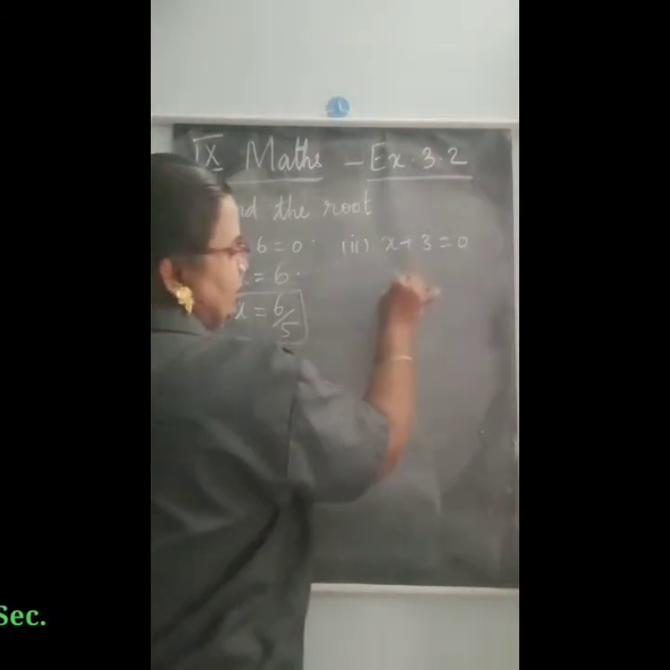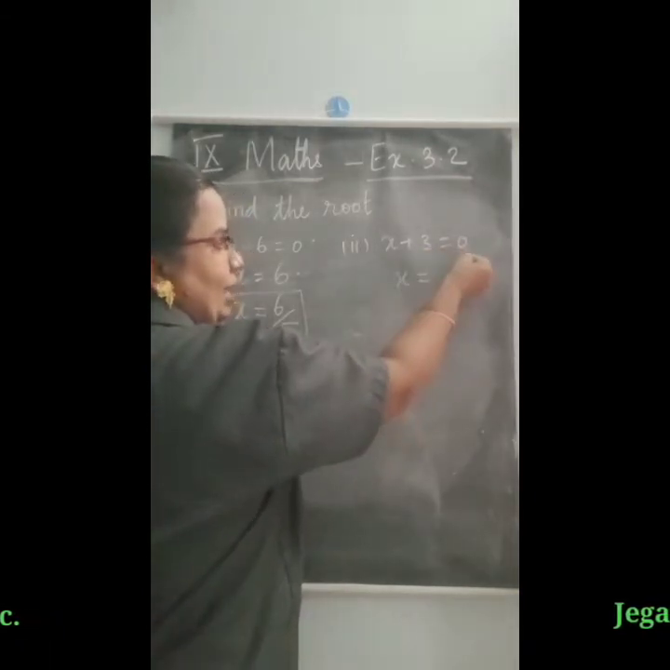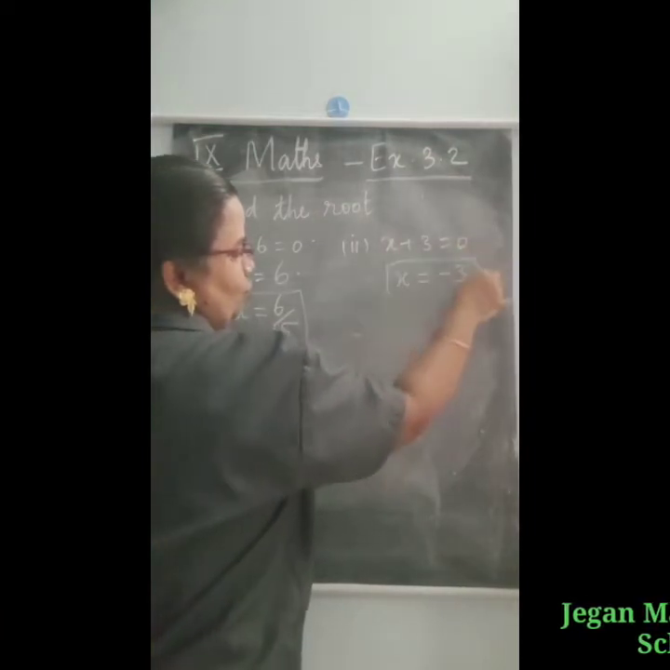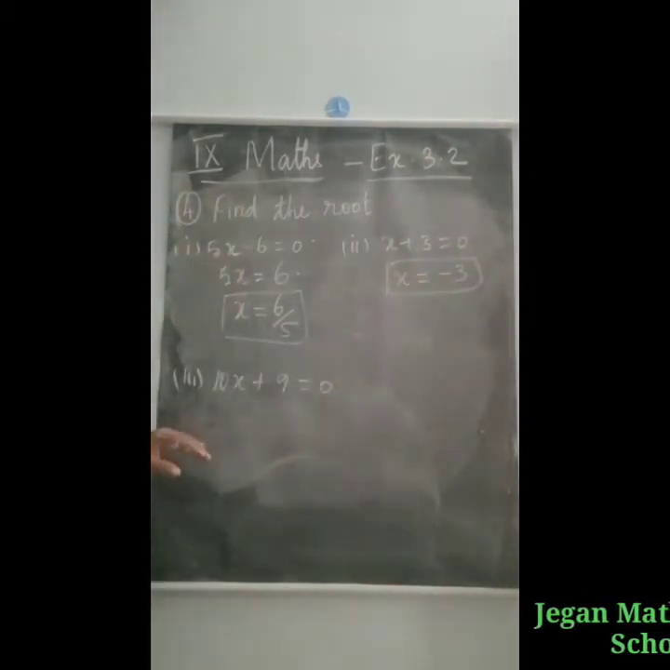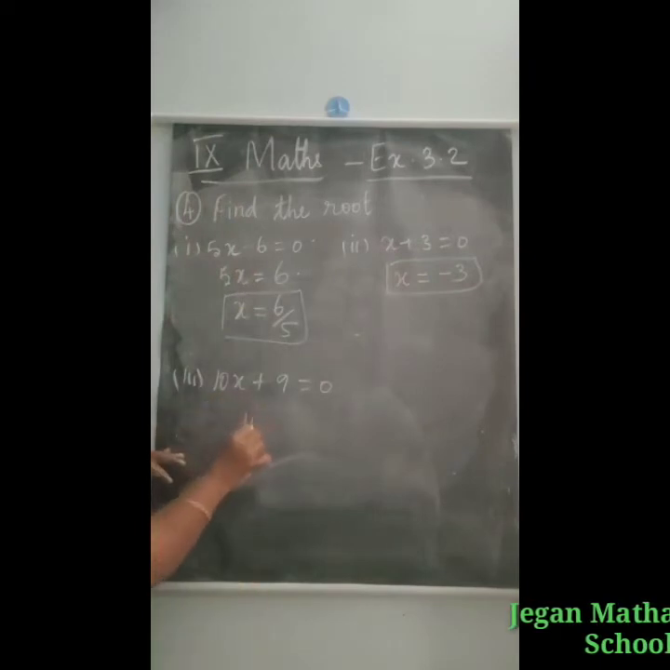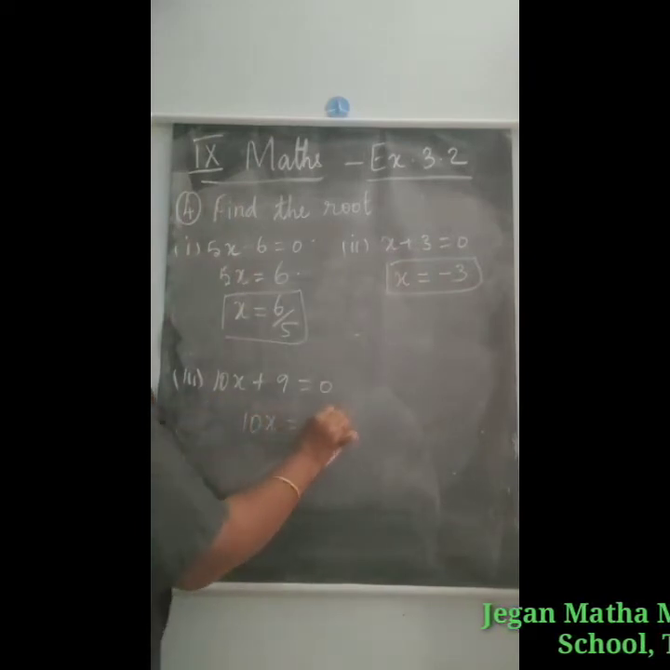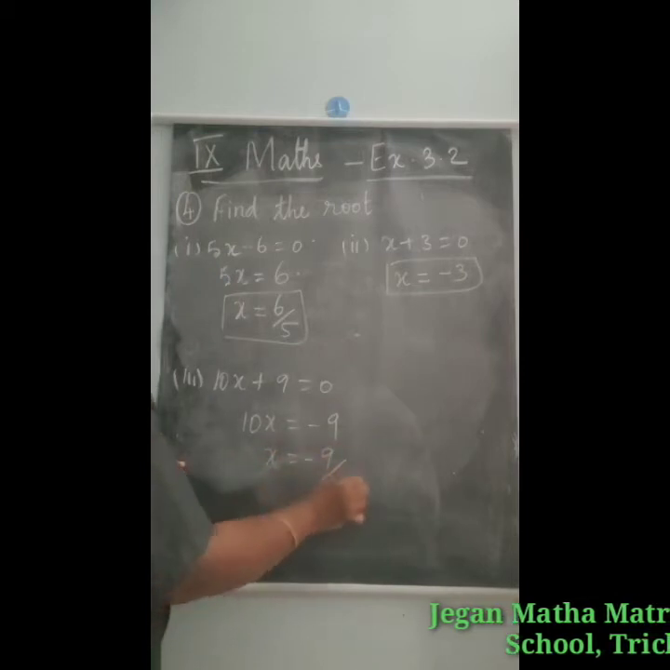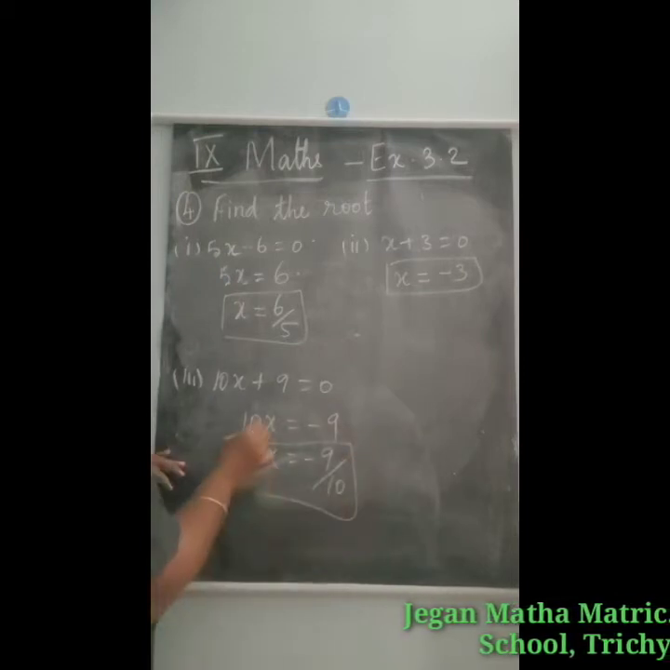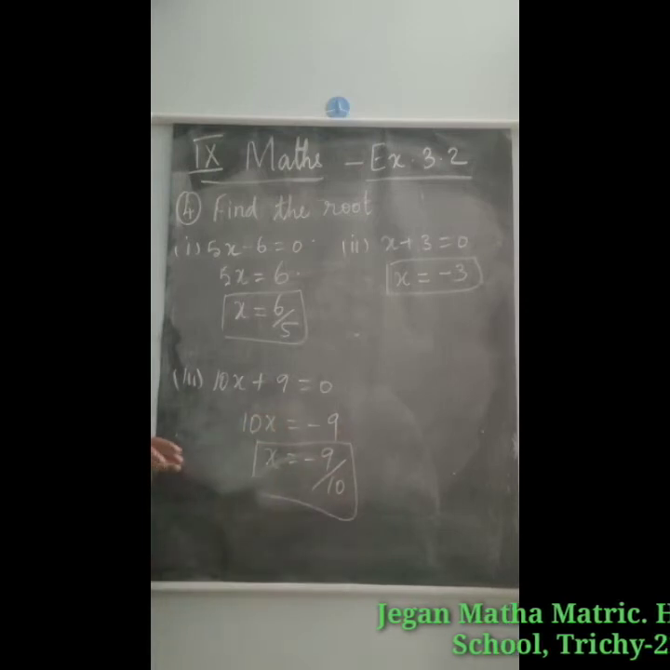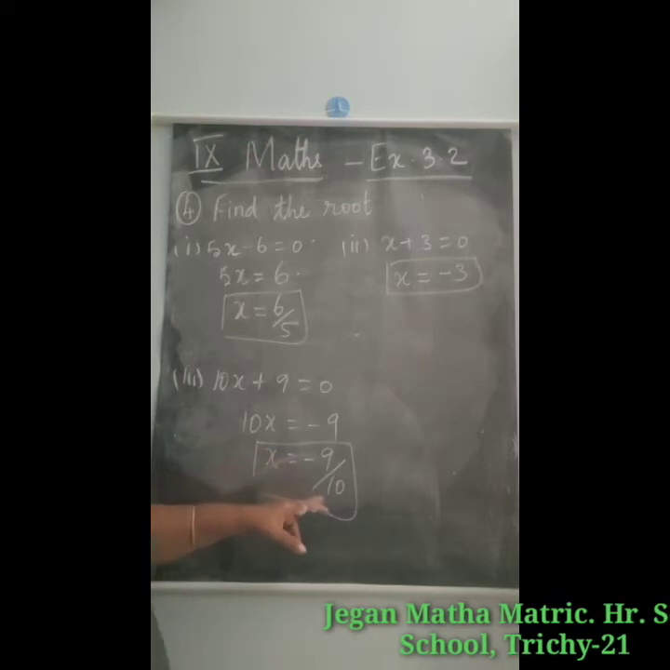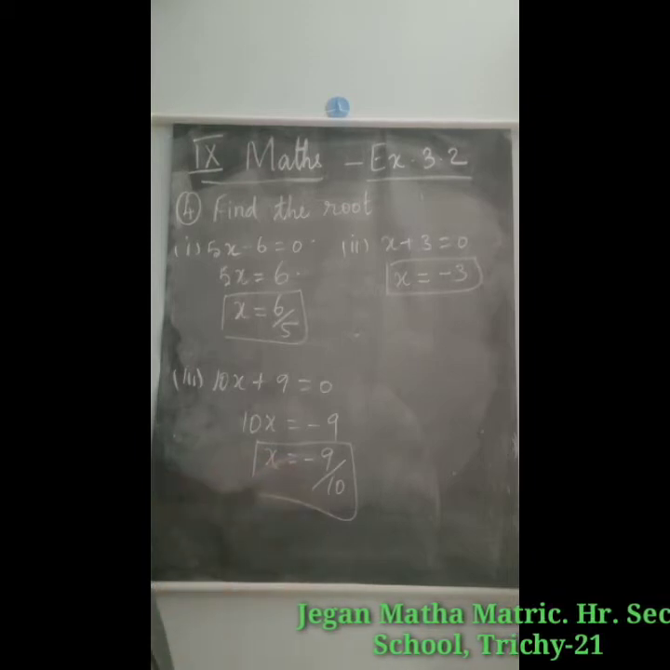In this question, directly you have to change plus 3 into minus 3. So what is the root? x is equal to minus 3. And here 10x is equal to minus 9, so x is equal to minus 9 divided by 10. The multiplication goes to that side, into the denominator. So what is the root of the polynomial? x is equal to minus 9 by 10.